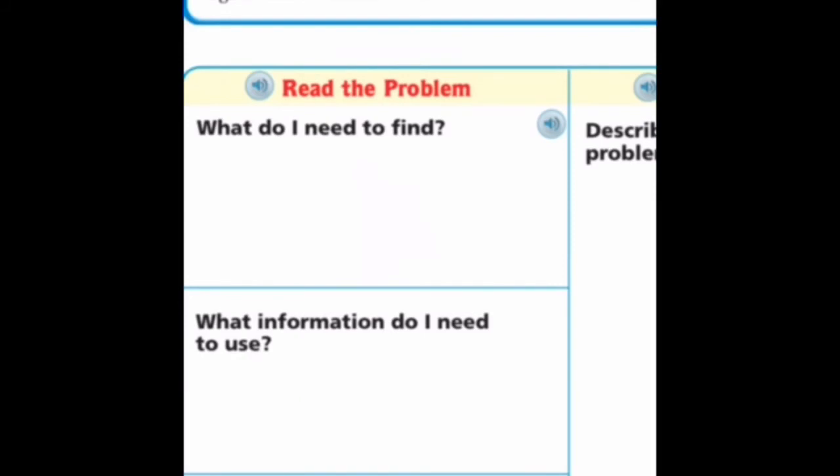So what do I need to find? That's the first question. What do I need to find? And I'm going to circle it. How many dogs does he feed? And you can write that, or if you just want to circle that part of the question, that's okay. What information do I need to use?